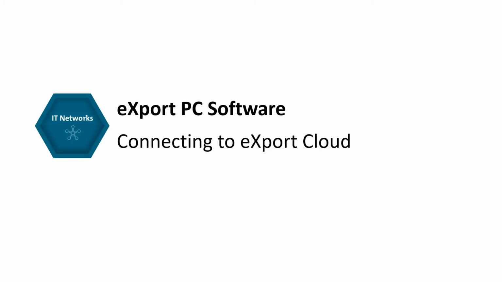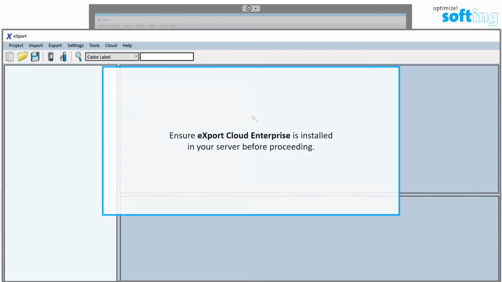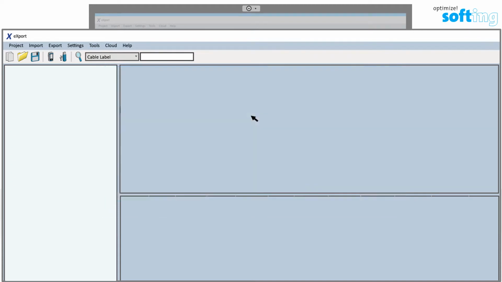In this video, we are going to explain how to configure and use the cloud feature of eXport PC software. Ensure eXport Cloud Enterprise is installed in the server before proceeding. Go to the Cloud menu on the menu bar. Select Connect.